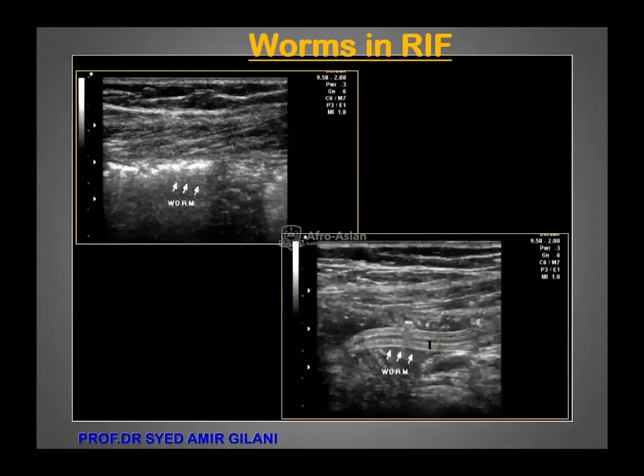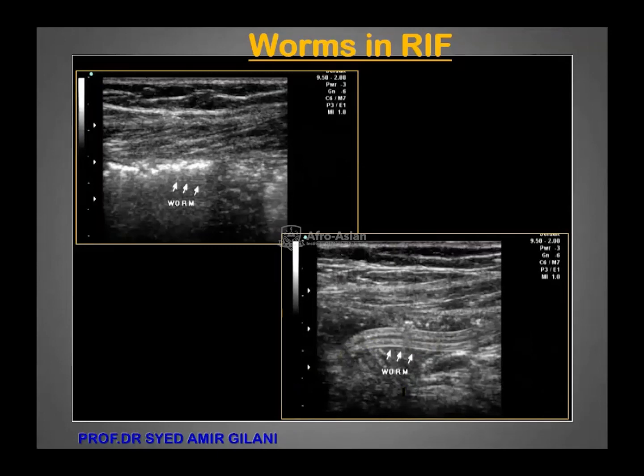This black line, the hypoechoic line in the center, is the alimentary canal of the worm, and we can find this when the worm is hungry. Once the worm takes any bolus, any food, you can even see it in real time while the worm is taking food inside the alimentary canal.